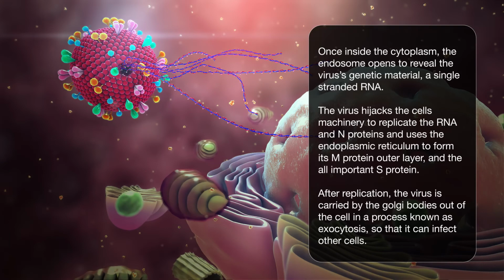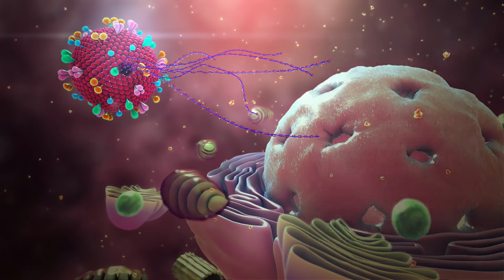Once inside the cytoplasm, the endosome opens to reveal the virus's genetic material, a single-stranded RNA. The virus hijacks the cell's machinery to replicate the RNA and N proteins, and uses the endoplasmic reticulum to form its M protein outer layer, and the all-important S protein. After replication, the virus is carried by the Golgi bodies out of the cell in a process known as exocytosis, so that it can infect other cells. Meanwhile, the stress of viral production on the endoplasmic reticulum eventually leads to apoptosis, or cell death.